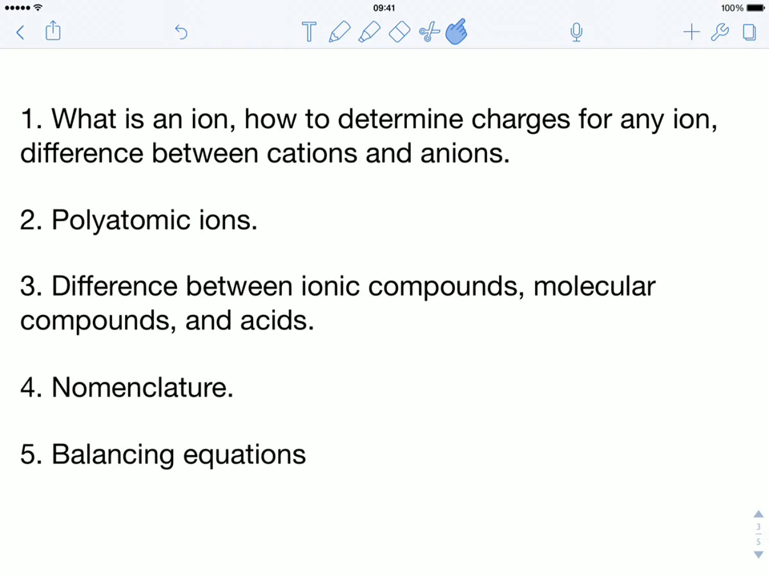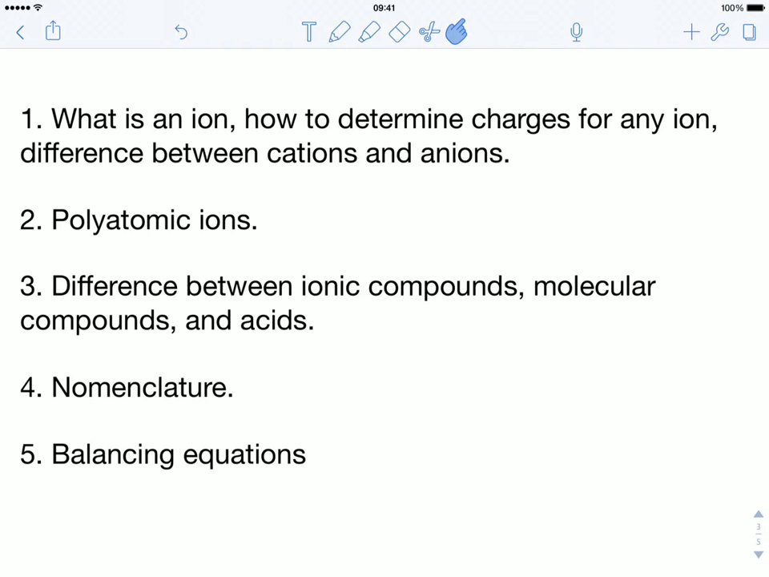So the first thing is you need to be able to tell what an ion is, how to determine the charge for any ion using the trends of the periodic table, and you need to be able to tell the difference between a cation and an anion. You need to know names, symbols, and charges for polyatomic ions.